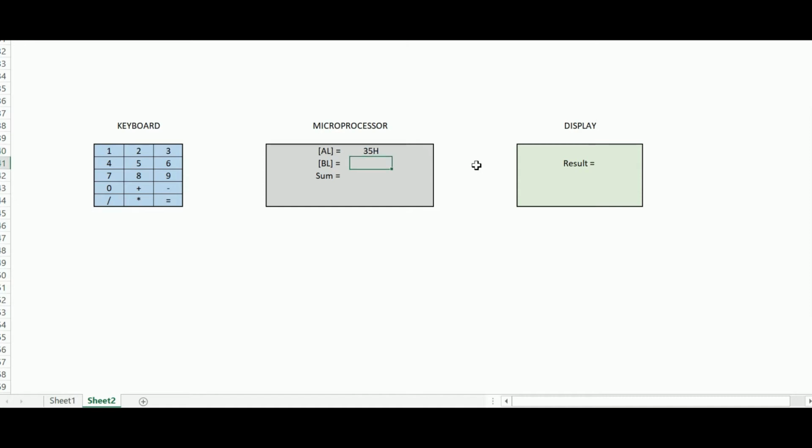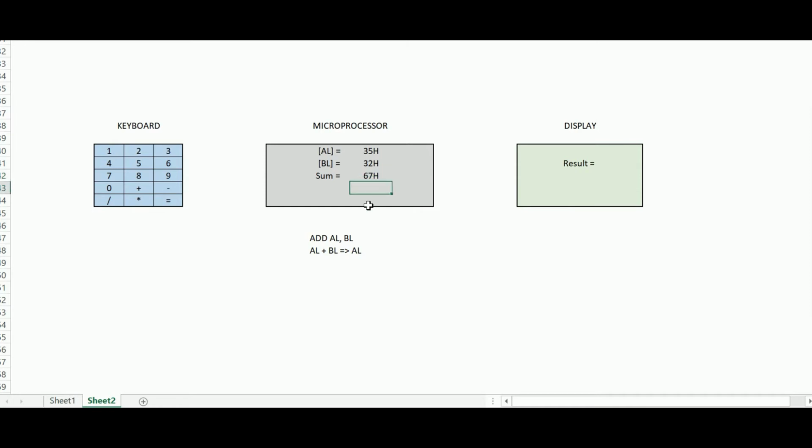Fine. Now if you want to add 2 numbers, let the second number be 2. So 32H is the equivalent in hexadecimal form. When the microprocessor performs addition, you can write the instruction here, ADD AL, BL. It will add the contents of AL plus BL and store the result into the AL register. So if you add AL plus BL, the result will be 67H.